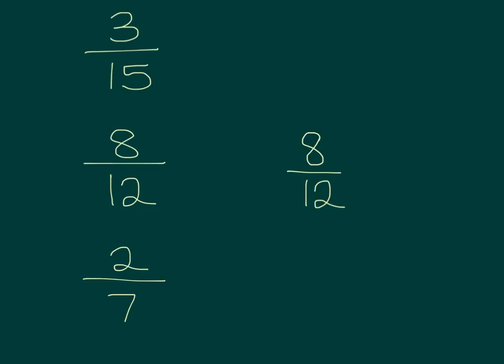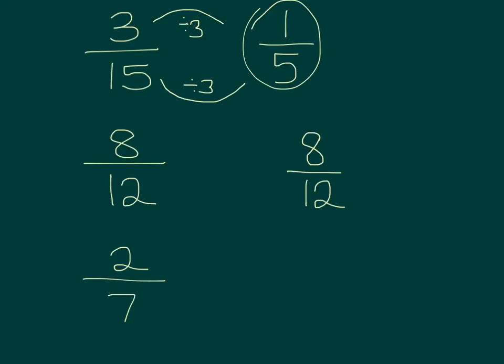Let's try some more. So up at the top, I have 3/15. I have to divide the numerator and denominator by a number evenly. So I think, what divides into 3 and 15? 3. You can divide the numerator by 3 and the denominator by 3. 3 divided by 3 is 1. 15 divided by 3 is 5. So we got 1/5. Simplest form, I'm done.